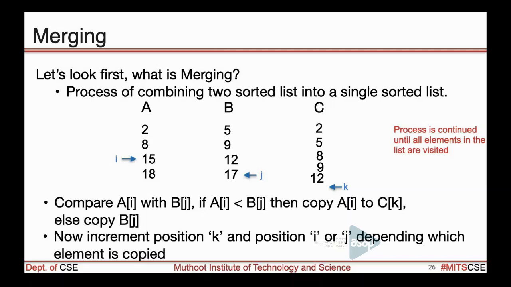So merging will come as a subfunction while we study merge sort. So understand the concept of merging now itself. Okay, so this is how merging takes place.